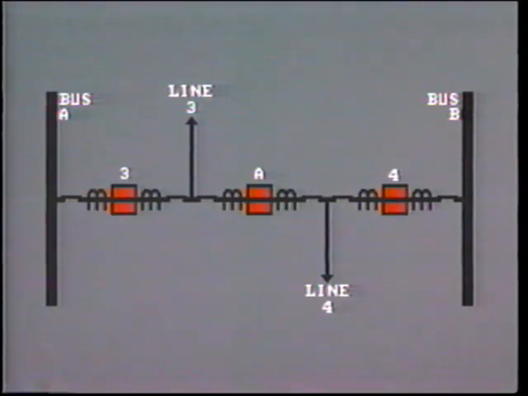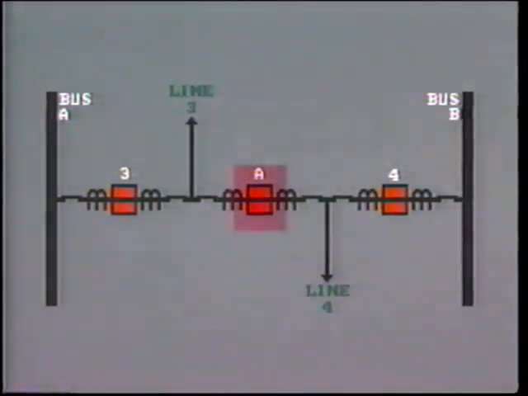A more economical version of this bus arrangement is the so-called breaker and a half. For simplicity, we show just 2 incoming circuits here. You can see that they share the middle breaker, hence the term breaker and a half.